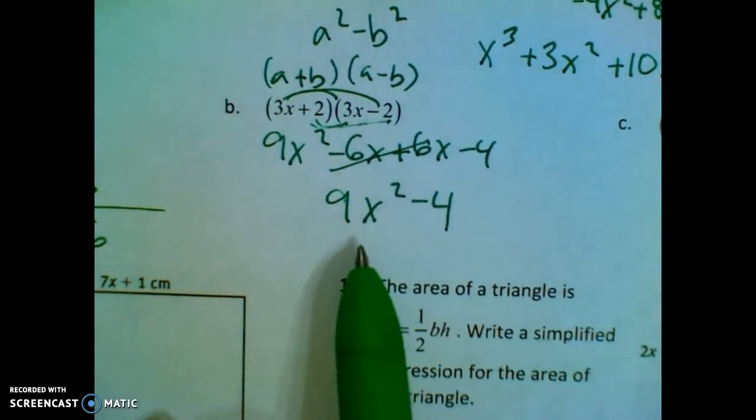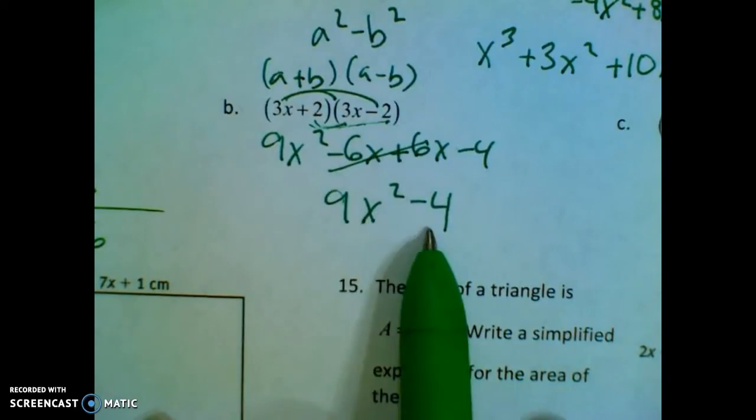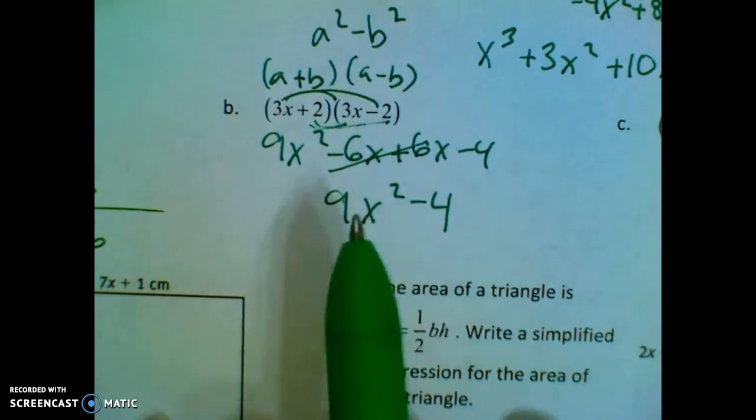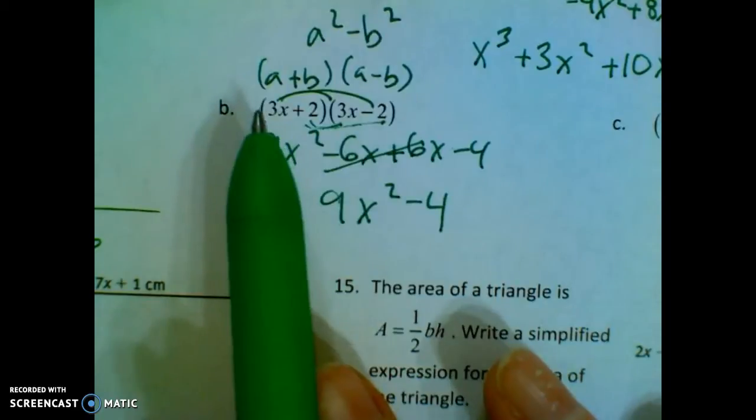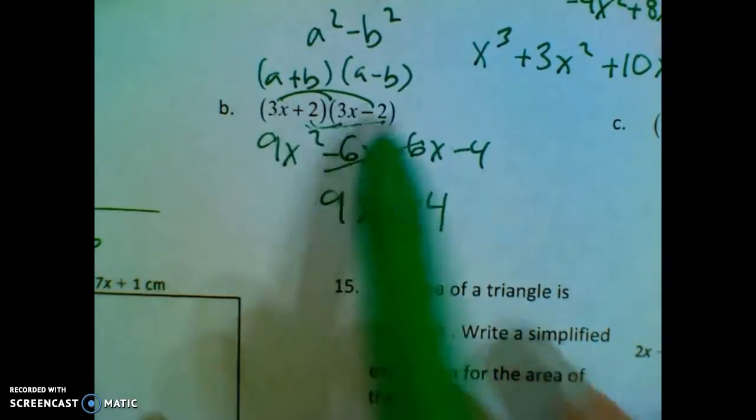Just be mindful that later when you start factoring 2 terms, a difference of perfect squares is always going to be whatever plus the number, whatever minus the number. So a plus b, a minus b.